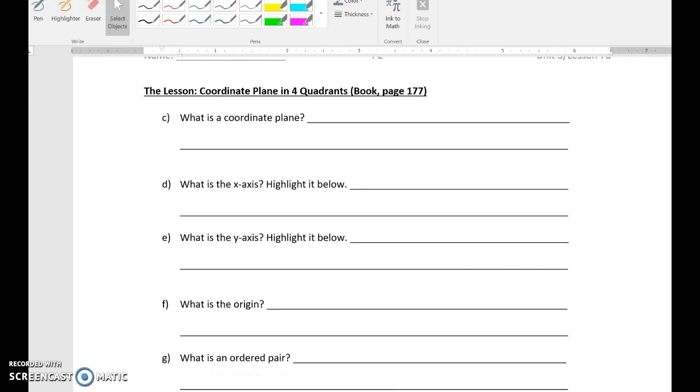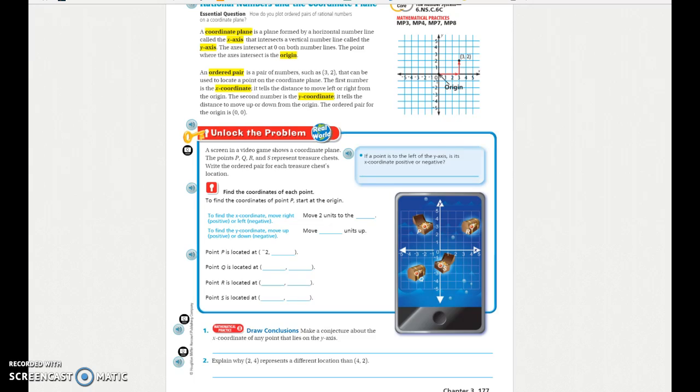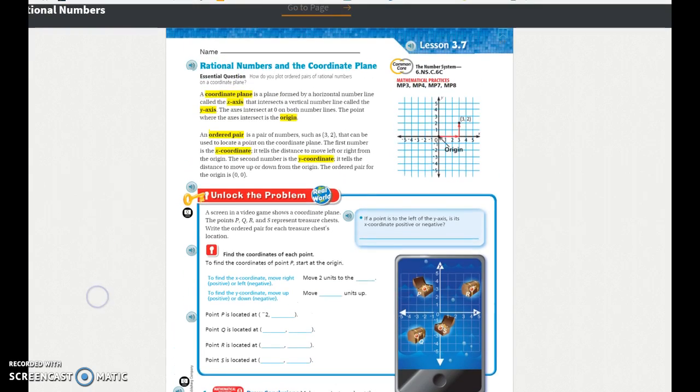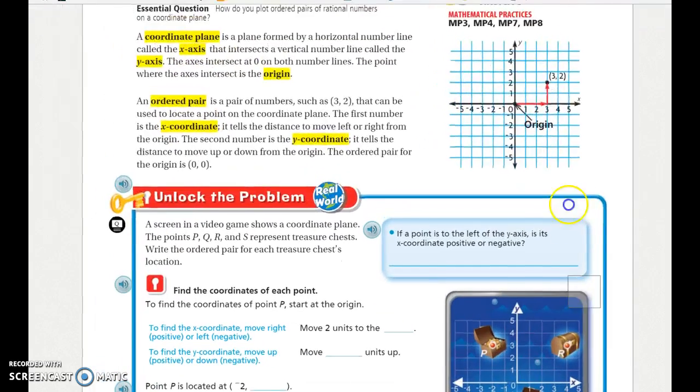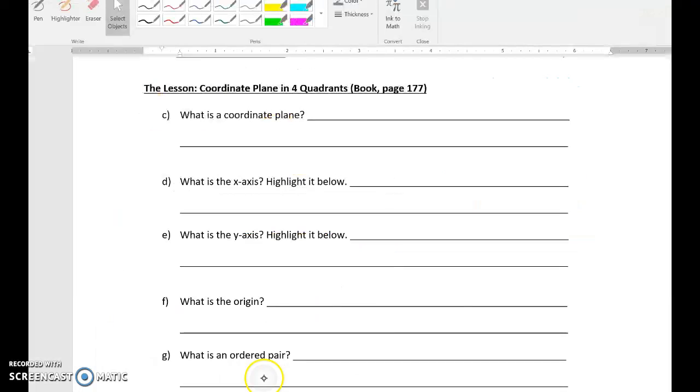Okay, so now we're going to look at the coordinate plane in 4 quadrants, and it's in your book on page 177. So this is the book. Okay, so let's read this paragraph. A coordinate plane is a plane formed by a horizontal number line called the x-axis that intersects a vertical number line called the y-axis, okay? The coordinate plane is this guy. That's the coordinate plane. Okay, the axes intersect at 0 on both number lines, and the point is called the origin. So let's just type up some answers here, okay?